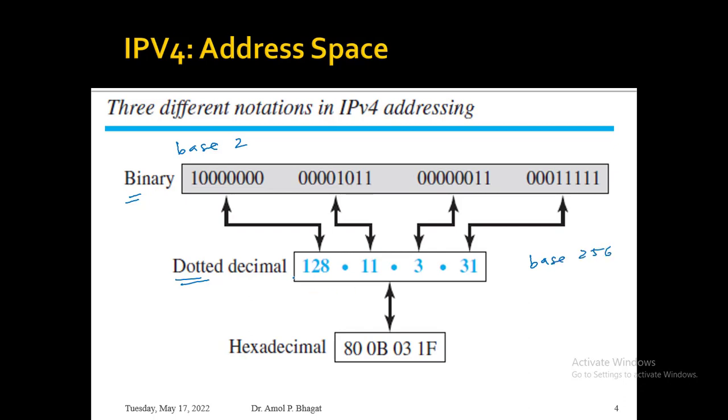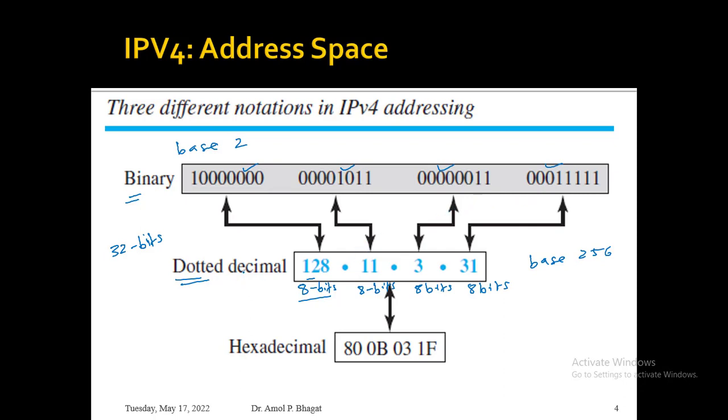Here, as you can see, an IP version 4 address is of 32 bits, and it is divided into combinations of 8 bits. These 32 bits are divided into 4 groups of 8 bits. The first octet is 8 bits, the second octet is again 8 bits, this will be 8 bits, and this will be 8 bits. So the total is 32 bits, that is 8 multiplied by 4.